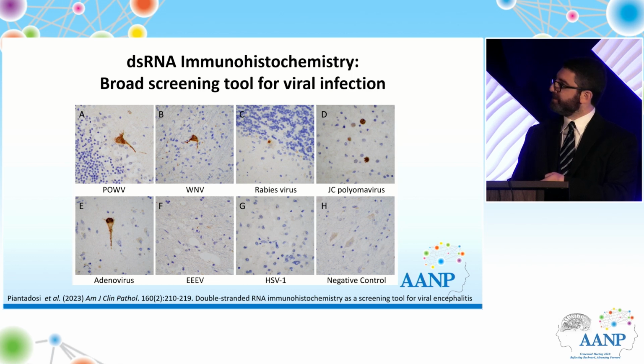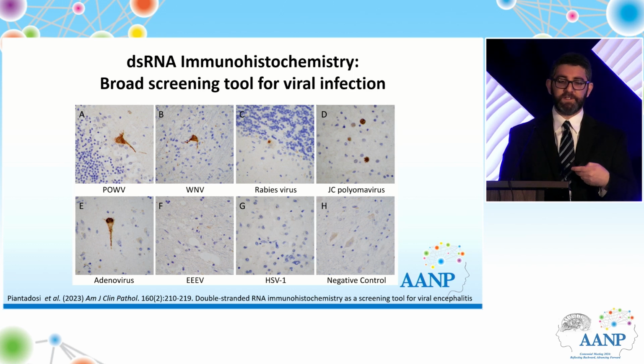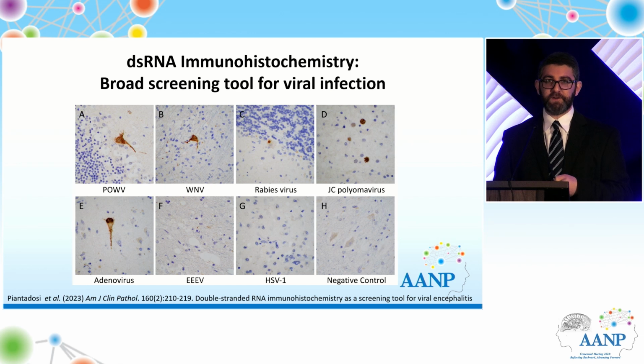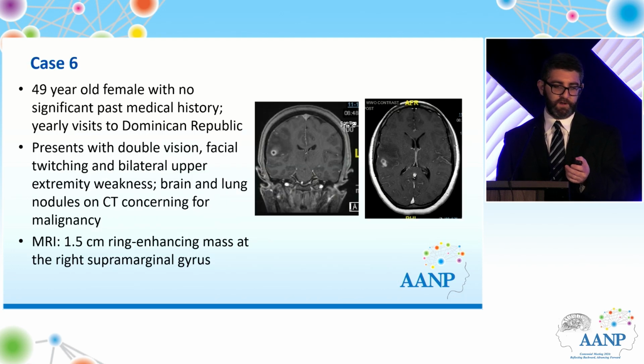It also works for JC polyomavirus, which is a DNA virus, which is interesting. Works for adenovirus, which is another DNA virus. But unfortunately, it didn't seem to work well for Eastern equine, which is another thing that we see a lot of in the Northeast and don't have widely available stains for. So we're working on some other alternatives, but just to show that there are efforts out there to improve your screening of cases before committing to sequencing.